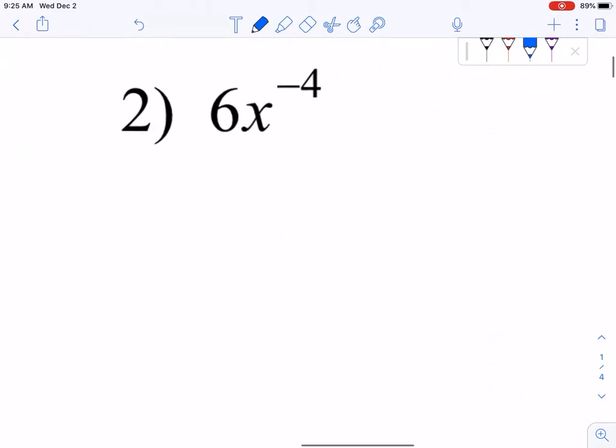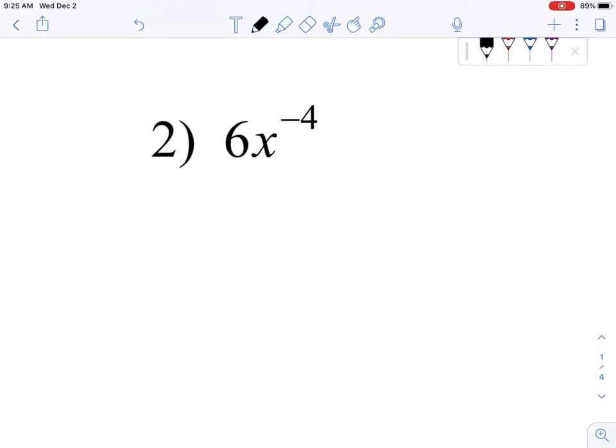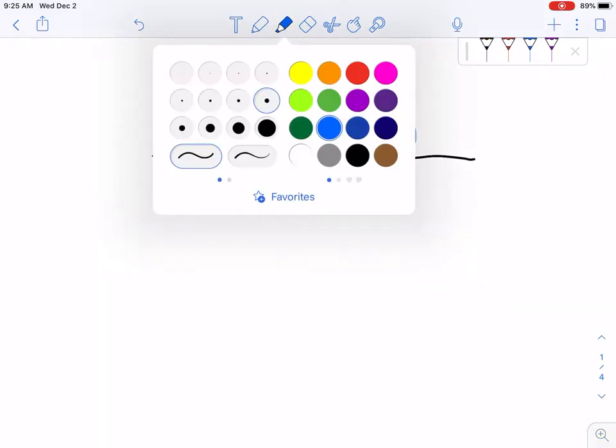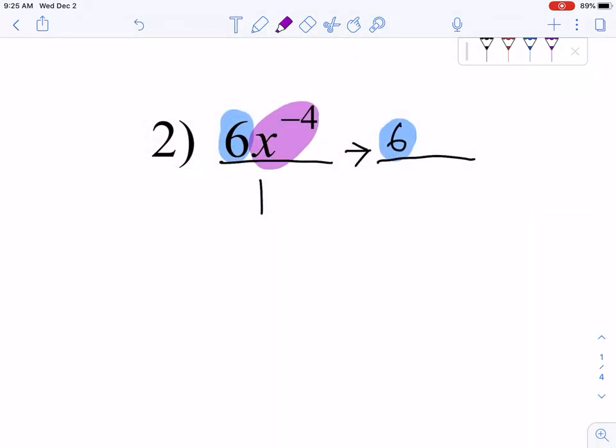So let's take a look at number 2. This is all sitting over 1. So if I were to rewrite over here, my 6 is fine. He doesn't need to move. But this x to the negative fourth is unhappy there. So I'm going to write it downstairs, and that's going to make it happy. Now it's positive 4.